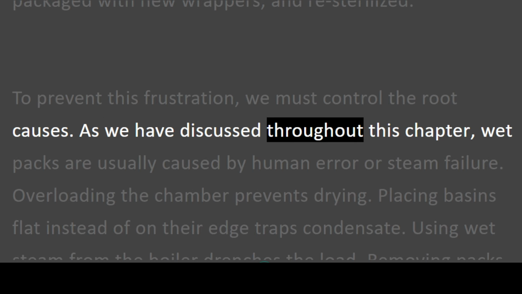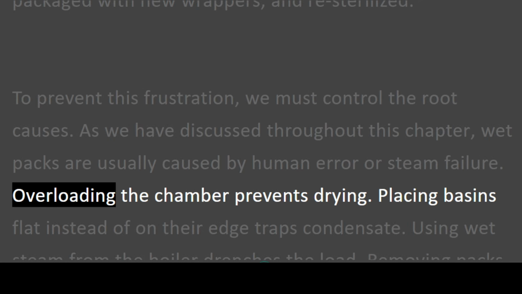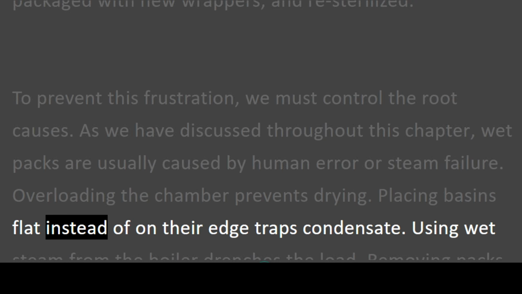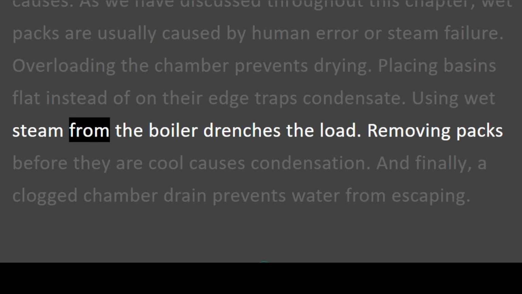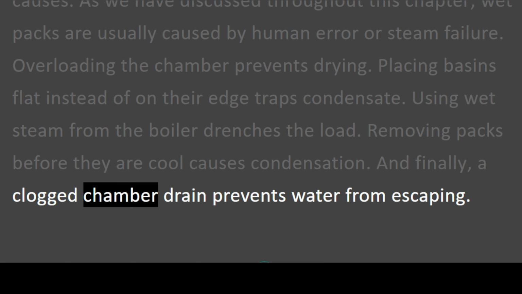To prevent this frustration, we must control the root causes. As we have discussed throughout this chapter, wet packs are usually caused by human error or steam failure. Overloading the chamber prevents drying. Placing basins flat instead of on their edge traps condensate. Using wet steam from the boiler drenches the load. Removing packs before they are cool causes condensation. And finally, a clogged chamber drain prevents water from escaping.